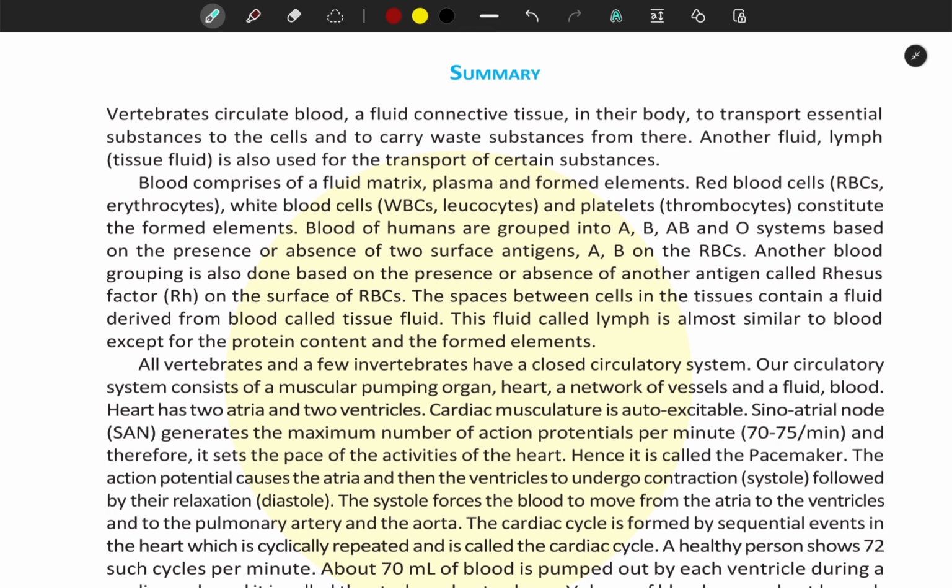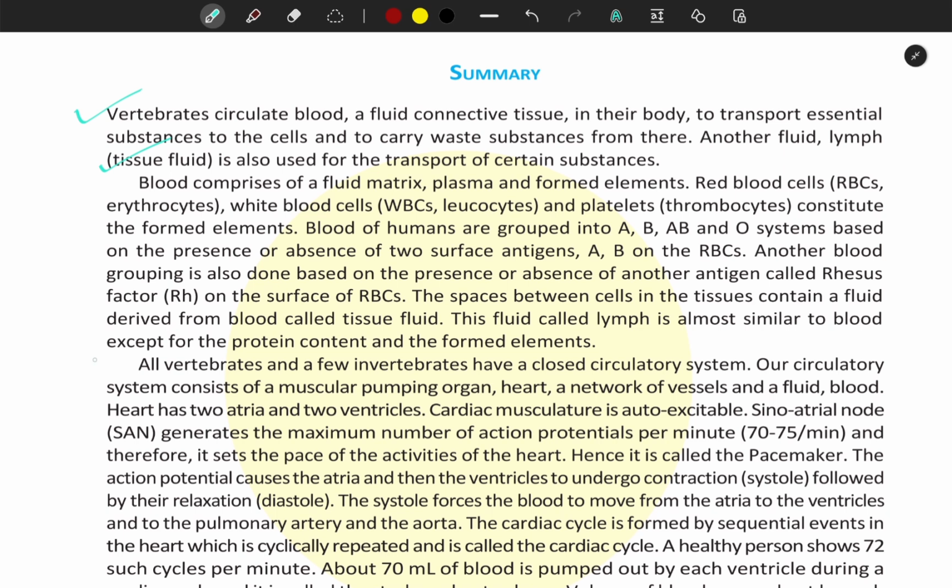Let us discuss the summary of body fluids and circulation chapter. Vertebrates circulate blood, a fluid connective tissue in their body, to transport essential substances to the cells and to carry waste substances from there. Another fluid, lymph, that is tissue fluid, is also used for the transport of certain substances. Blood comprises a fluid matrix, plasma and formed elements.